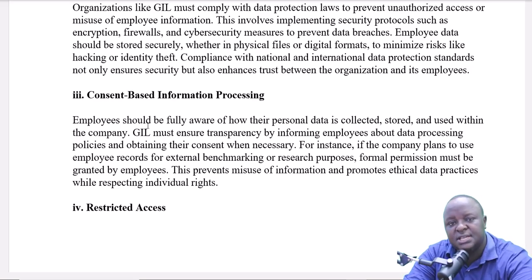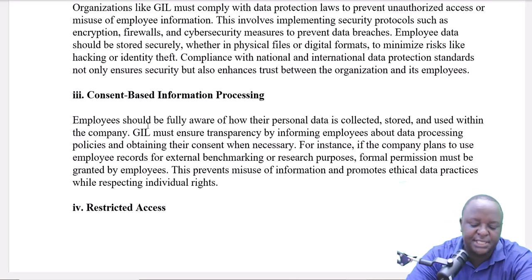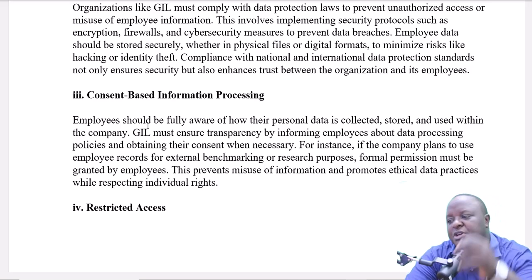For instance, if the company plans to use employee records for external benchmarking or research purposes, formal permission must be granted by employees. This prevents misuse of information and promotes ethical data practices while respecting individual rights. So consent-based information processing is very key.